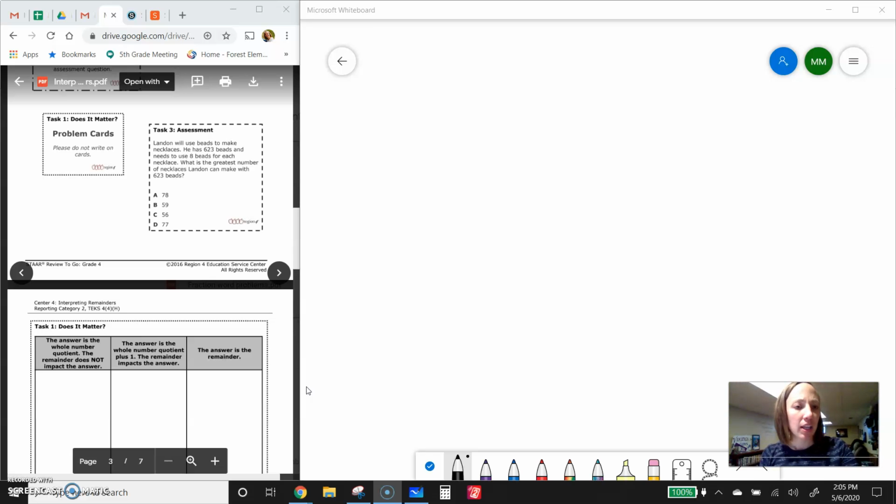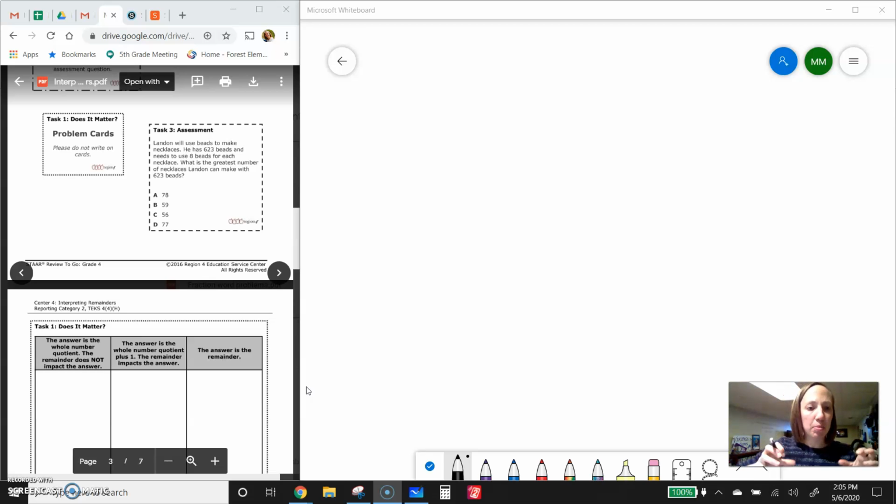Say, for example, in this example I have, they call it task 3. Landon will use beads to make necklaces. He has 623 beads and needs to use 8 beads for each necklace. What is the greatest number of necklaces Landon can make with 623 beads?